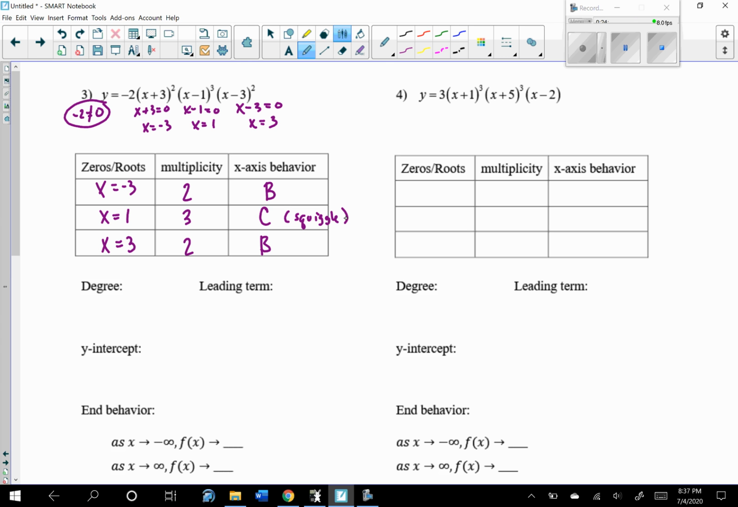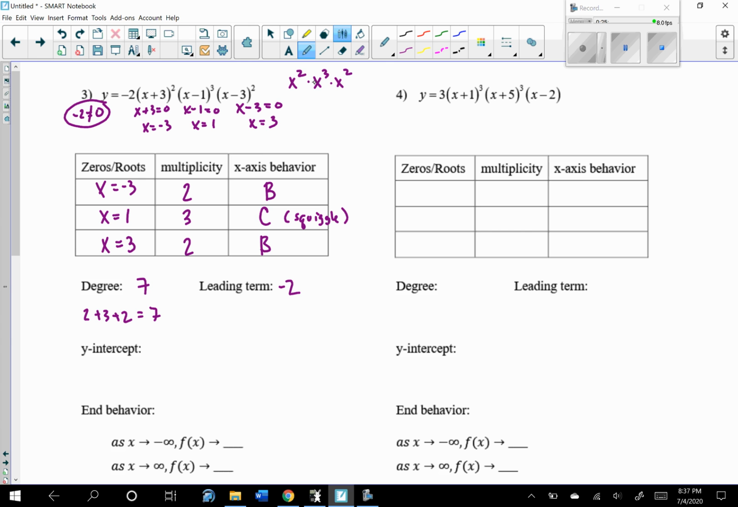For the degree, add the multiplicities: 2 plus 3 plus 2 gives us 7. For the leading term, if I were to multiply this out, I have that -2 in front. So -2 times 1 times 1 times 1 gives me -2 for the leading coefficient, and then x squared times x cubed times x squared.